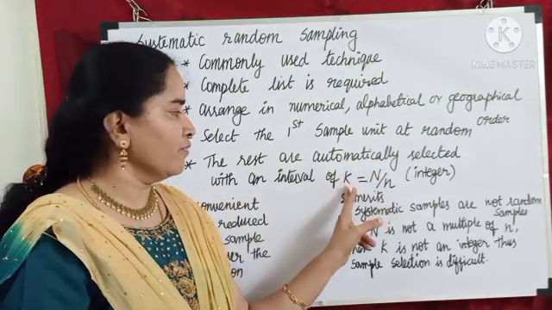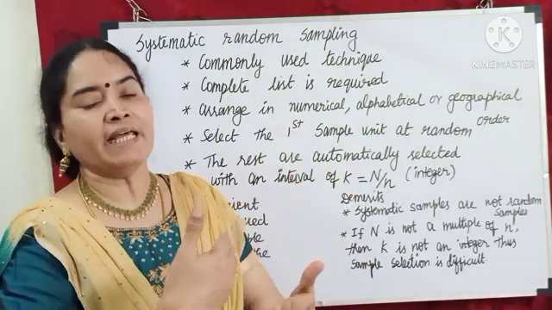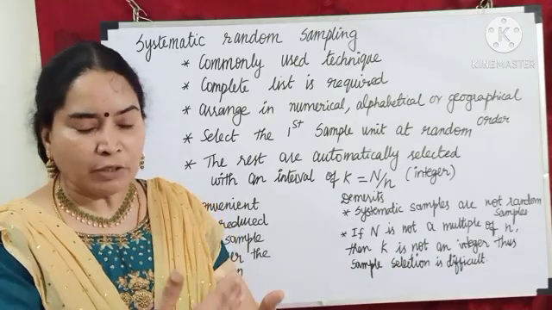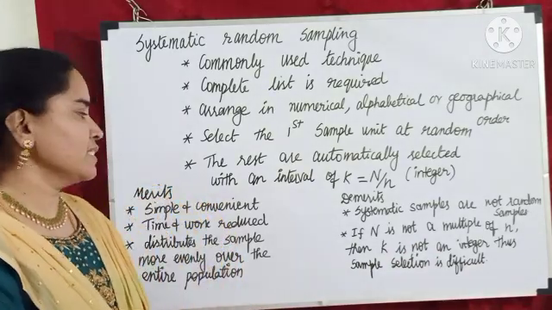So suppose K value is 10. Every 10th item is selected. Suppose K value is 20. Every 20th person is included in the sample.